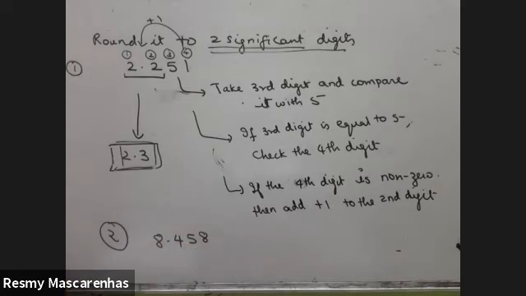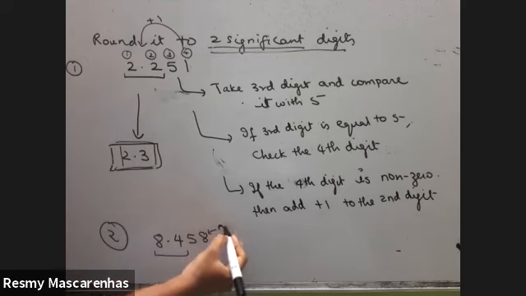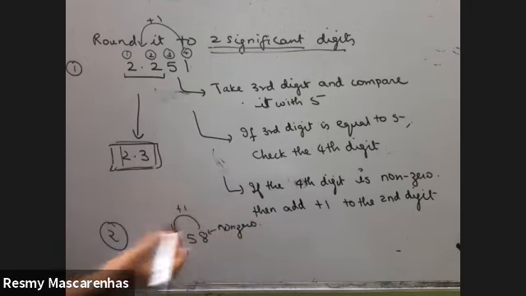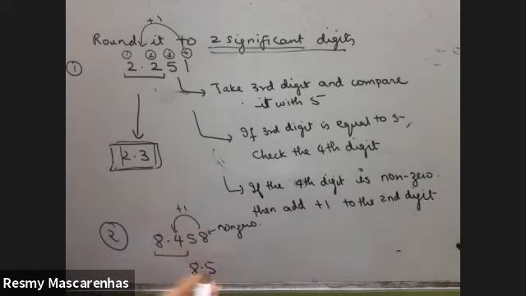So same thing over here also. Round off to 2 significant digits. So just look at the third one. Third one is 5, so directly go to the fourth one. The fourth one is non-zero, so add plus 1. The answer would be 8.5.